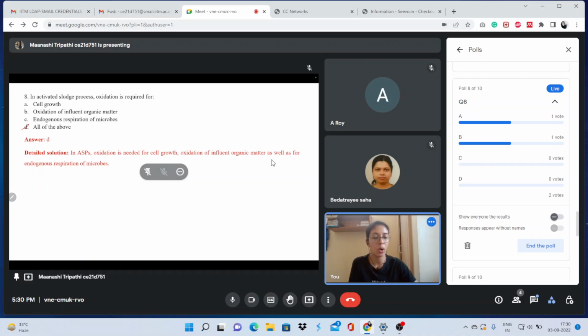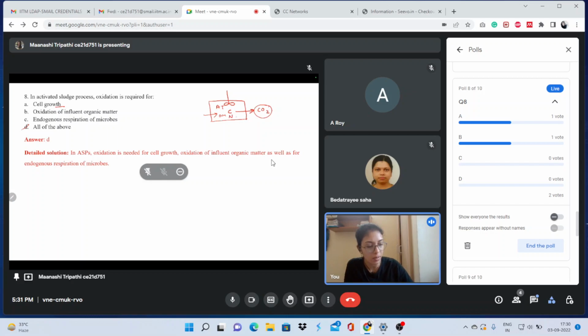In ASP, I told you now, all the functions are happening inside the aeration tank, nothing in secondary sedimentation tank. Here we continuously stir and mix it so that the oxygen from the air can be dissolved inside the wastewater. And what does this oxygen do? It will help in cell growth. The more cells, the more the microbes will eat up the organic matter. Oxidation of influent organic matter: whatever organic matter comes, we try to oxidize it. Like carbon, we convert it to carbon dioxide so that it can go away, and carbon dioxide is not harmful.